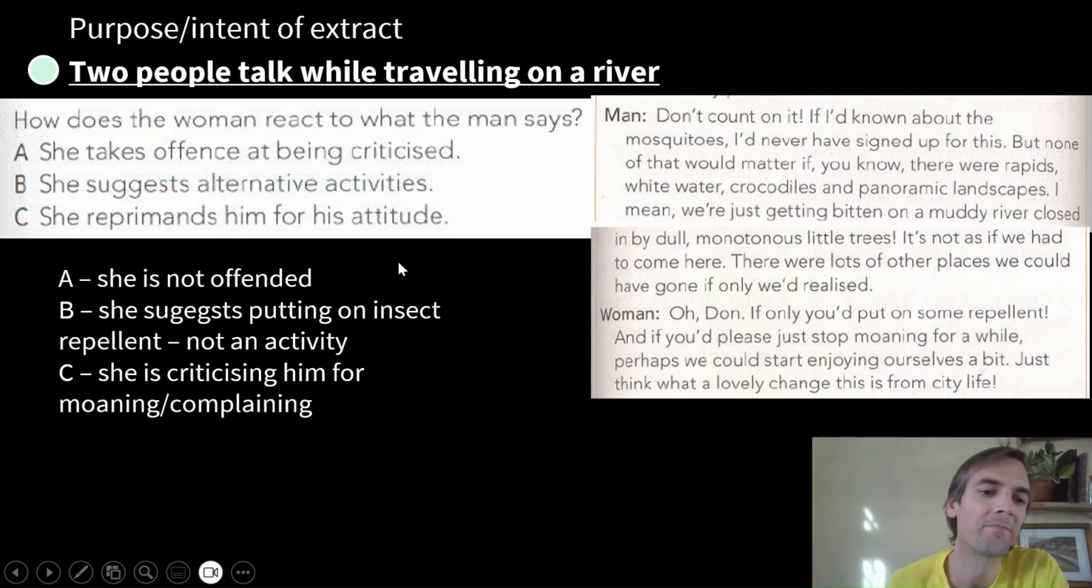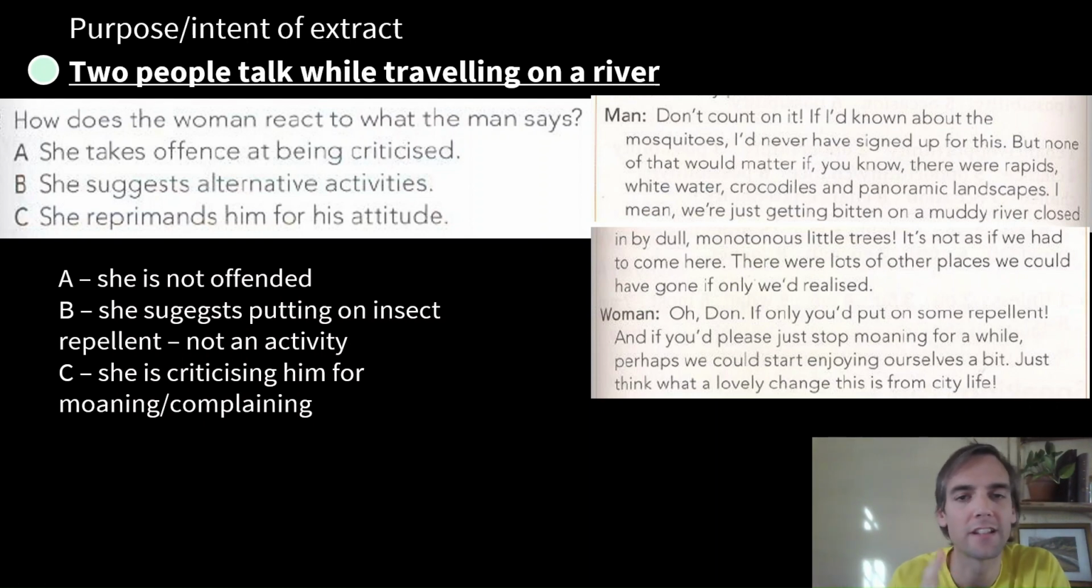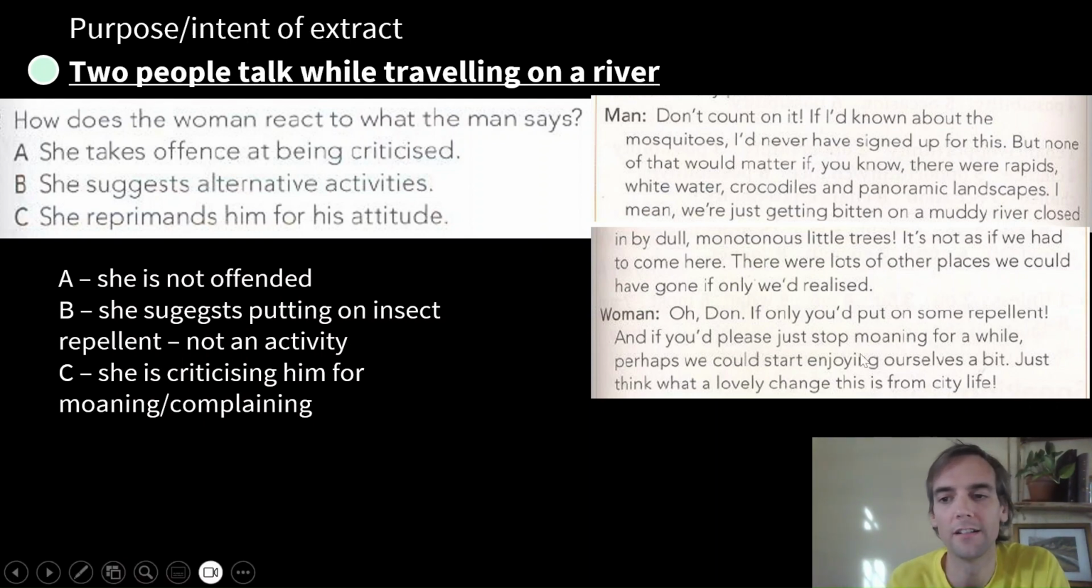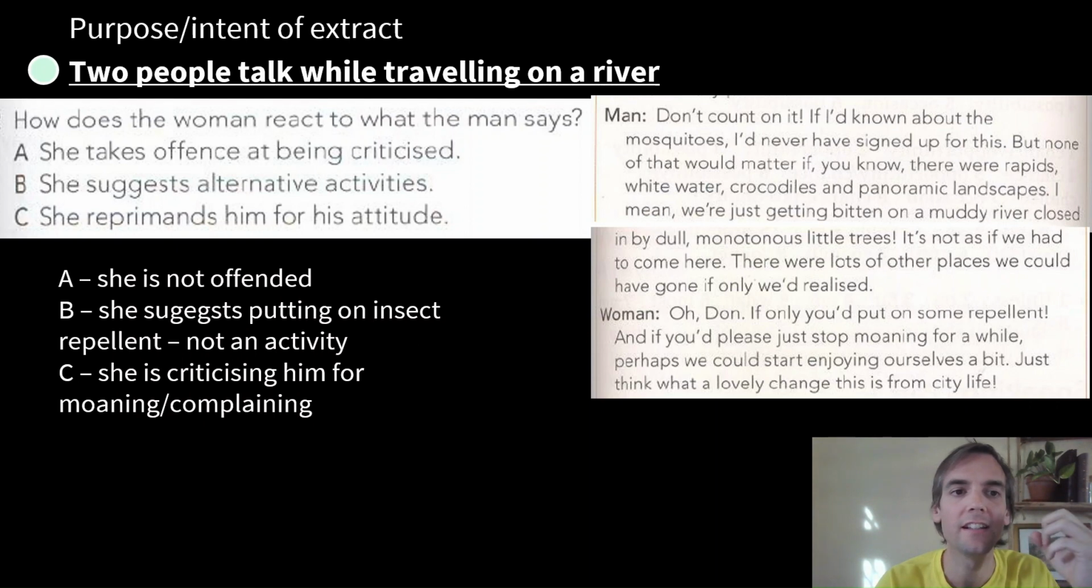Is C correct? She is criticizing him. So if only you'd stop. Please stop moaning. Then we could enjoy ourselves. She's reprimanding, criticizing him, telling him off, saying stop doing that, for moaning, complaining, because she's saying you should enjoy yourself more. So in general, what she's doing is reprimanding him, as hopefully you can understand from what she's saying. These kind of general ones, they take some practice. It's to understand the general meaning of what people are saying. Often process of elimination can help, but hopefully you can see why C is the best answer there.